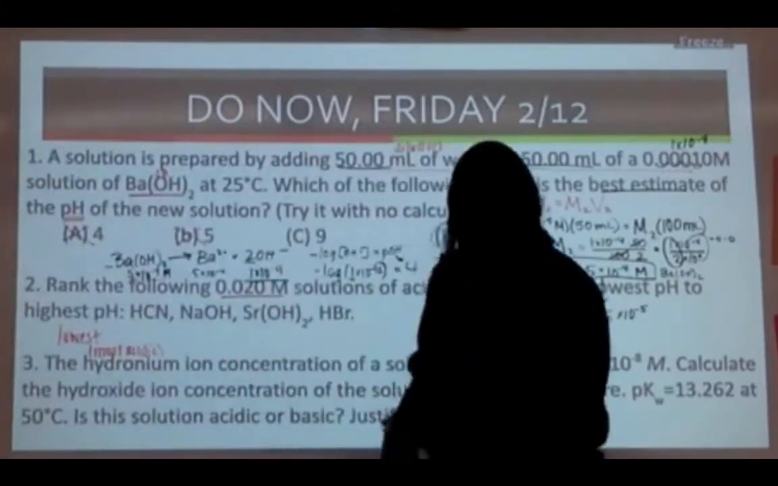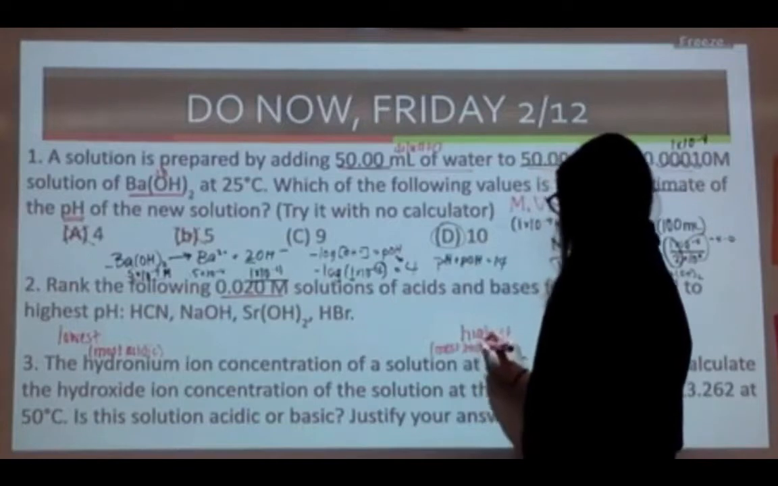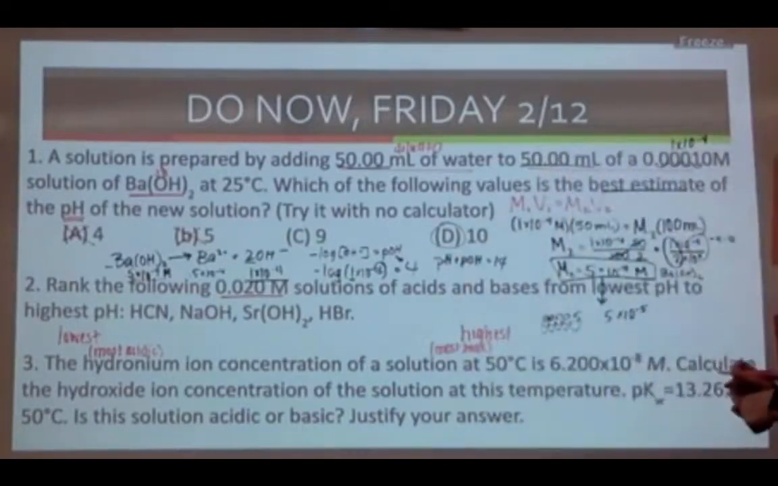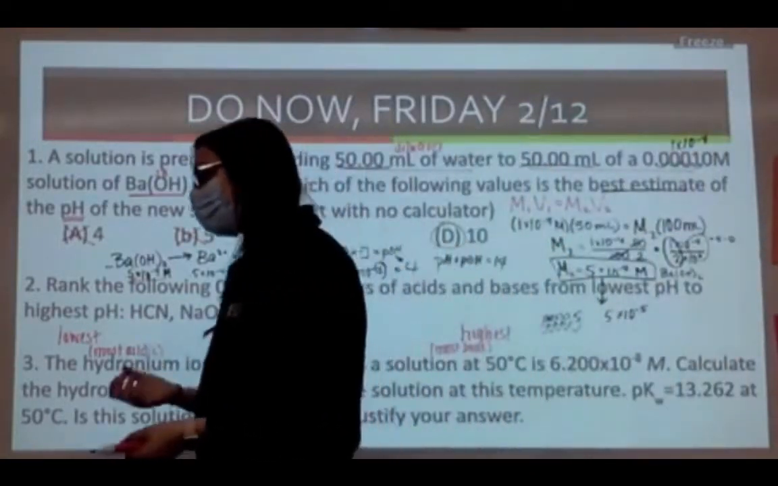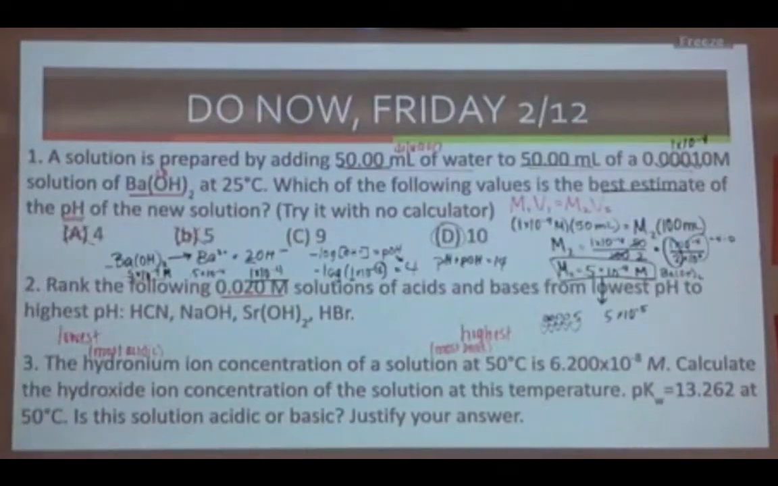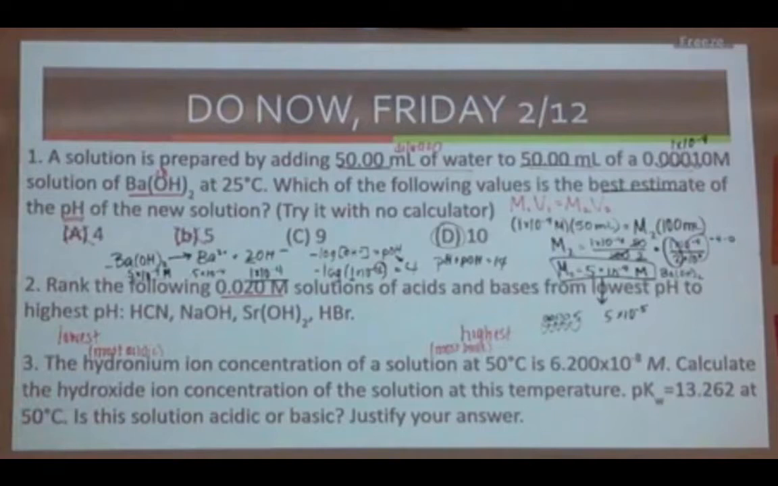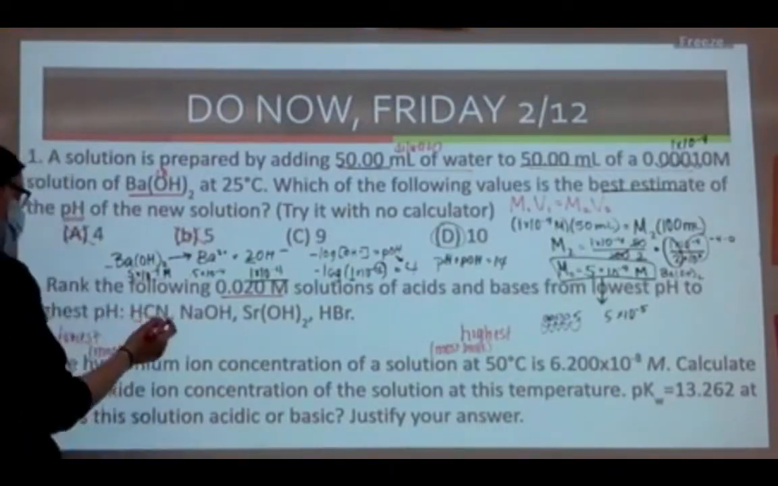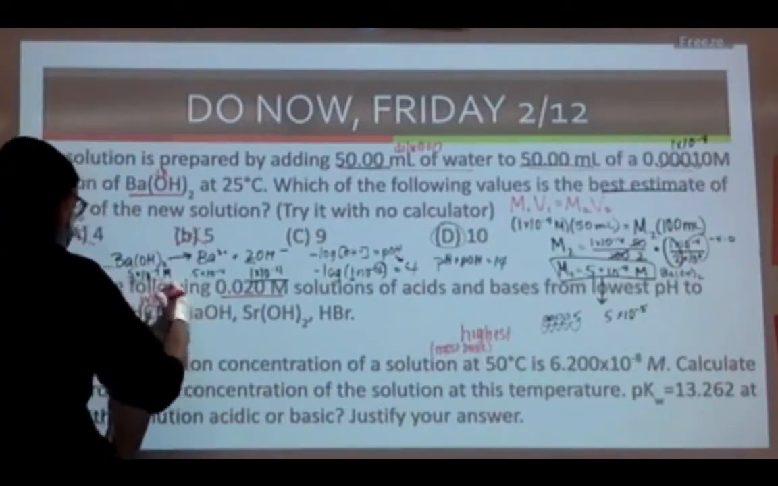And the highest pH is the one that would be most basic. Now you might look at this and say, well, how am I going to do this without calculations? Well, let's go through and label all of the substances. HCN. HCN is not one of the 7 strong acids. I know it's an acid because it starts with an H, but it's not one of the 7 strong, so it's a weak acid.